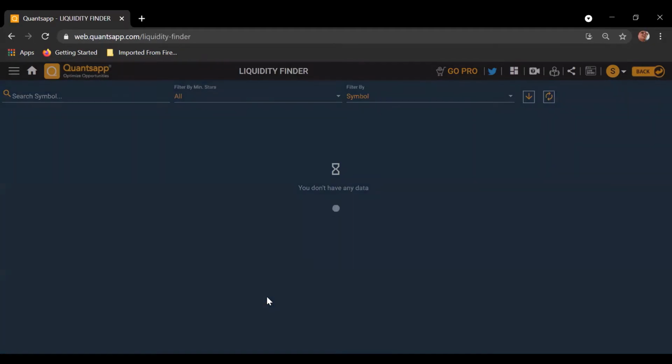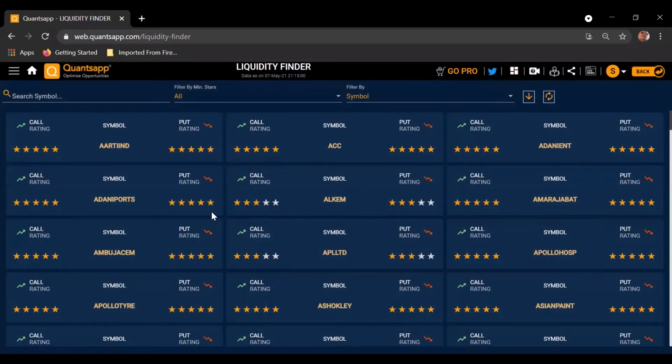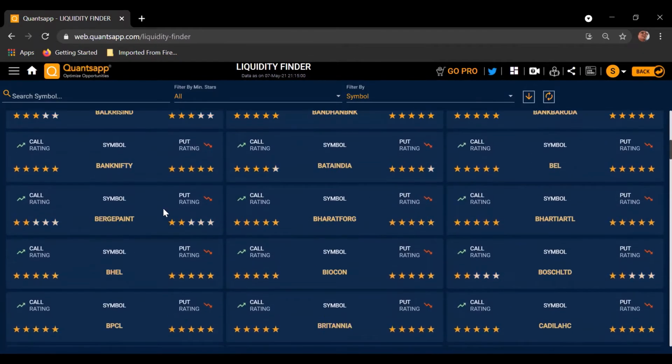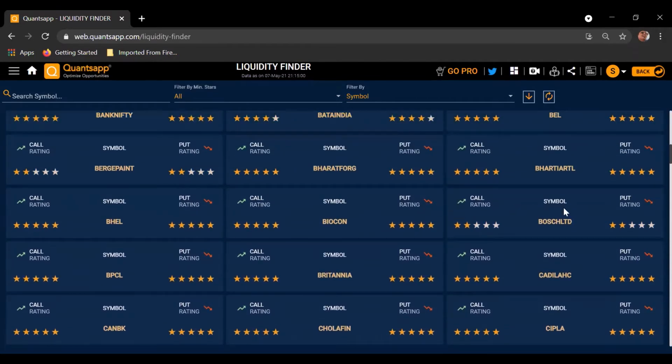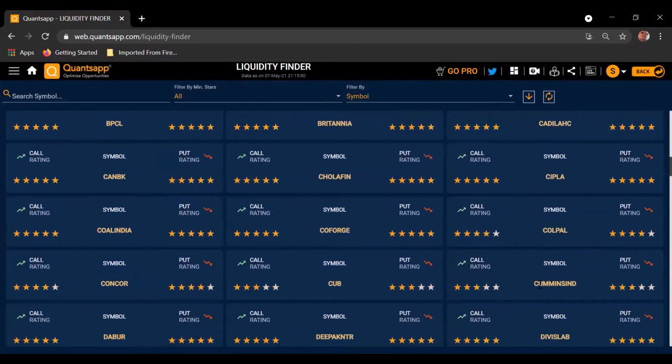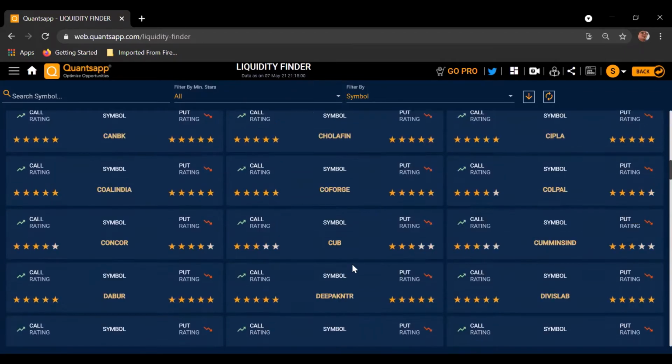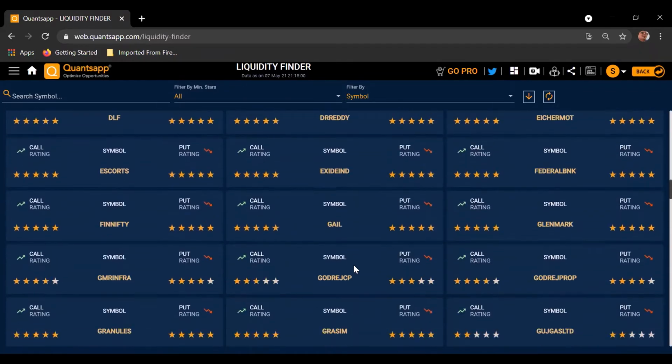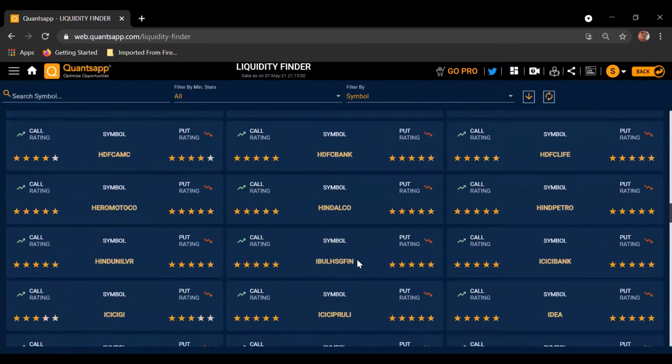But here's another thing that I really found interesting. If you look at this, it will give you an idea of how liquid each share is on the put side and the call side. You can see here, for example, Bosch is not very liquid. So if you're going to trade options on it, not a very good idea. I'm not saying it's bad, but not a very good idea. Cummins India, for example, is another one where it's not very liquid. So I thought this was a really good one to just quickly look at and see.